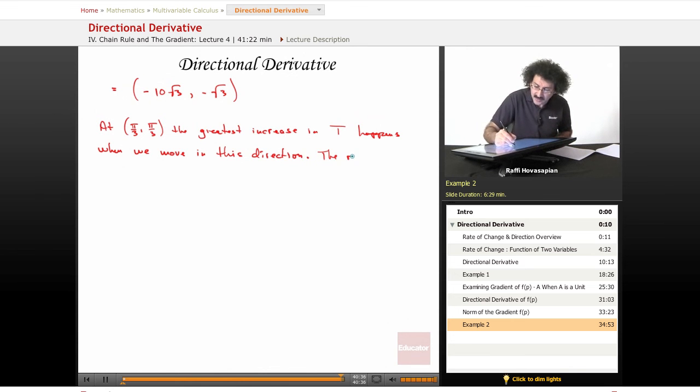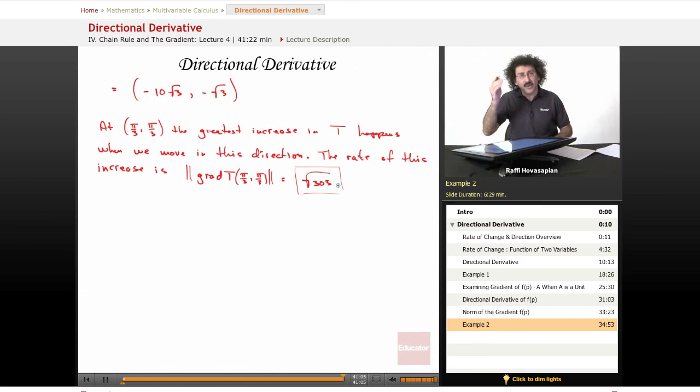Now, the rate of this increase is just the norm of that vector. The rate of this increase is the norm of the gradient of T at pi over 3, and that's equal to radical 303. That's it. So as I move in the direction of the gradient, the temperature is going to be changing by that much for every unit change in that direction. So that is the directional derivative, and that is the geometric interpretation of the gradient.